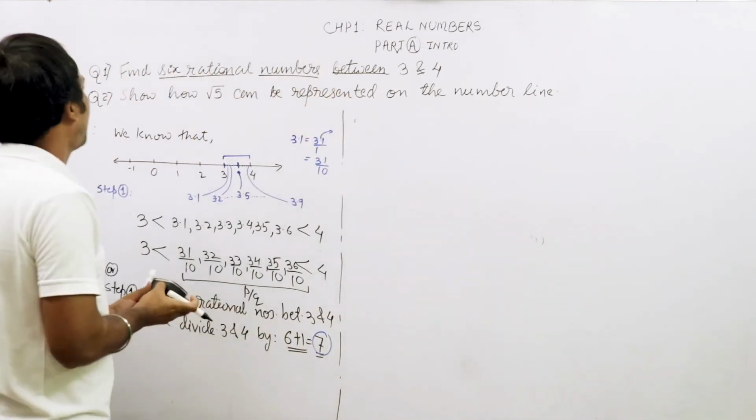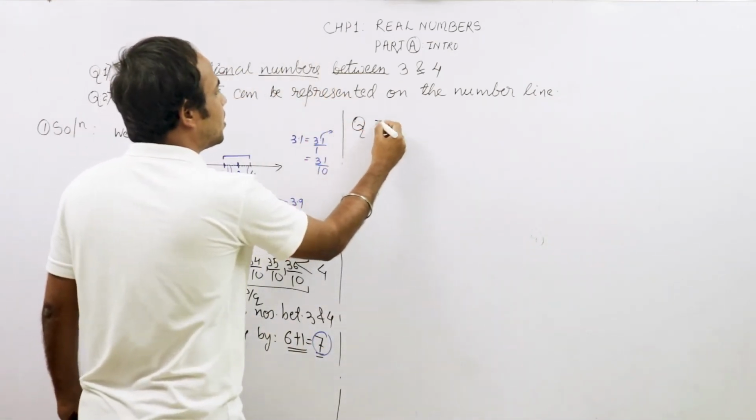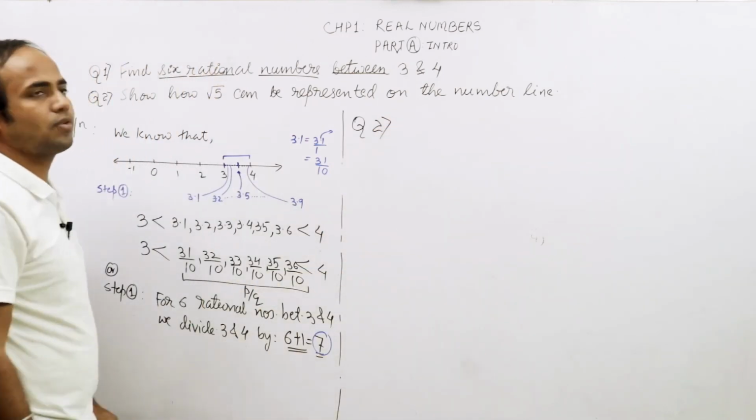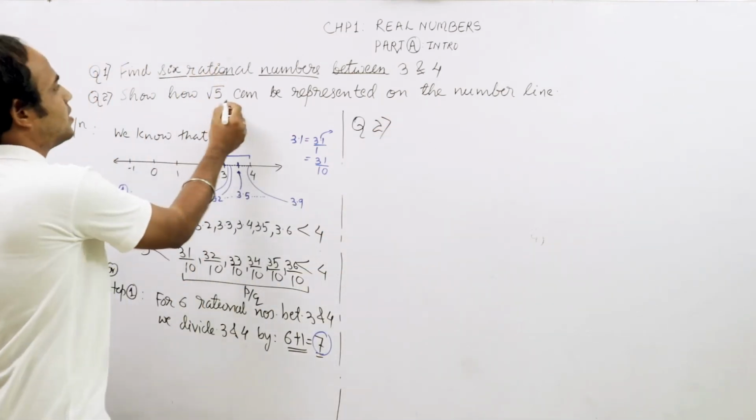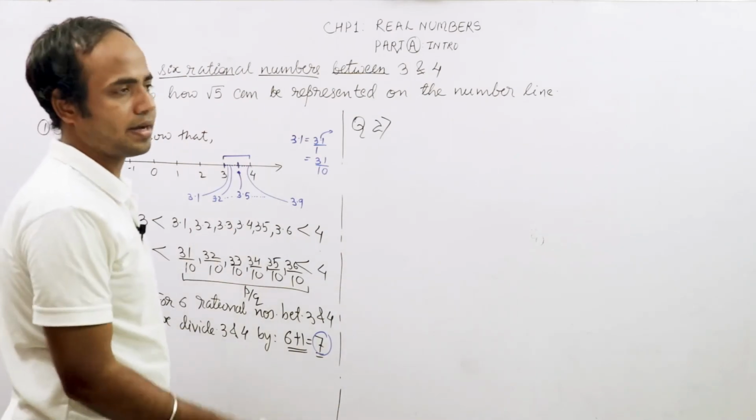Now I come down to question number 2. Question number 2 is really a wonderful question. Show that root 5 can be represented on the number line. Let me check it out.